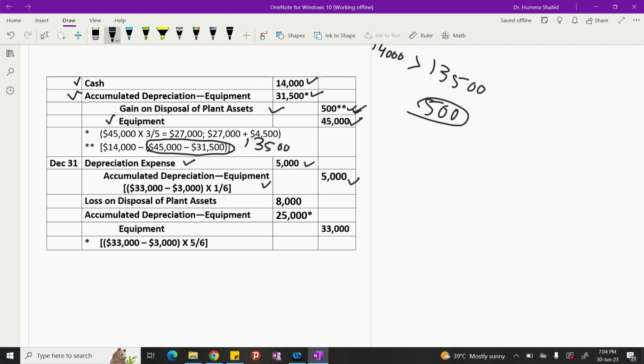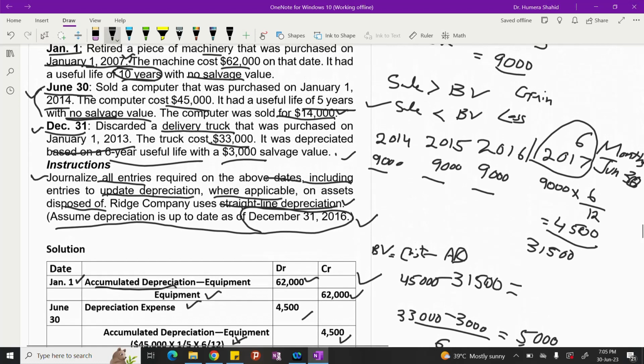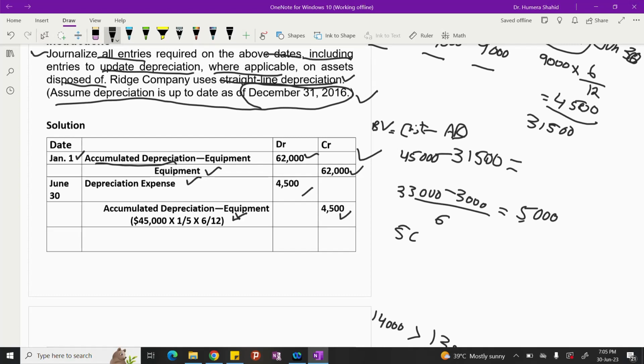Let's check, do we have a gain or loss? This is a discarding. So we don't know whether we have fully used this truck or not. So let's check out what is accumulated depreciation. If you see over here, let's count the years. It was purchased in 2013 and we are standing in 2017. So 2013, 14, 15, 16 and 17. 5 years, right? Every year depreciation we have calculated 5,000. 5 years we used this truck.